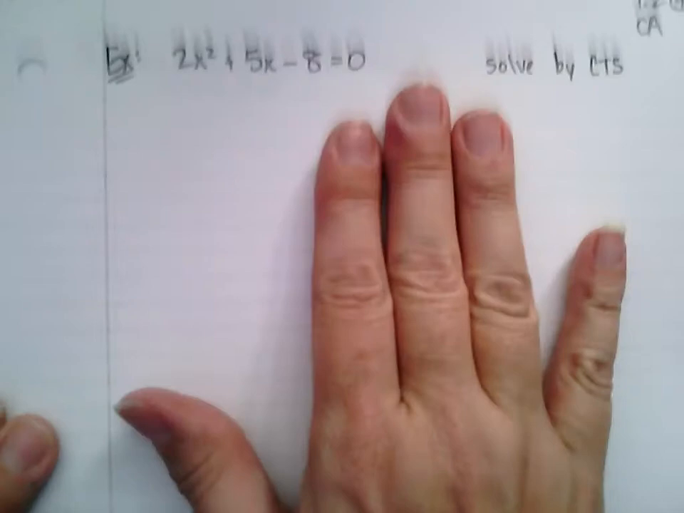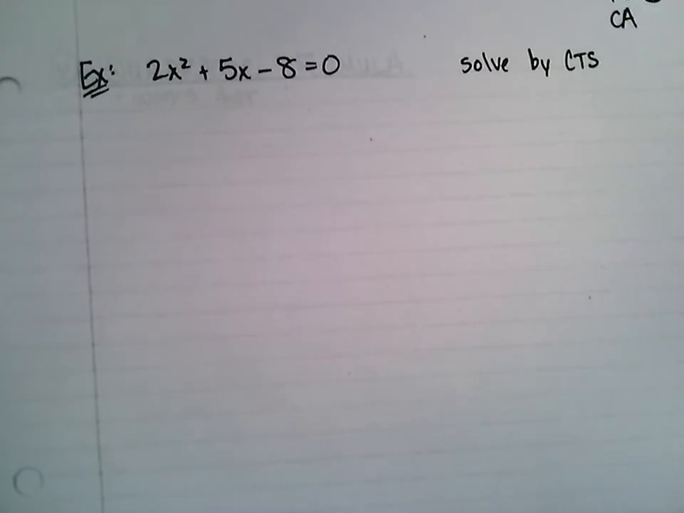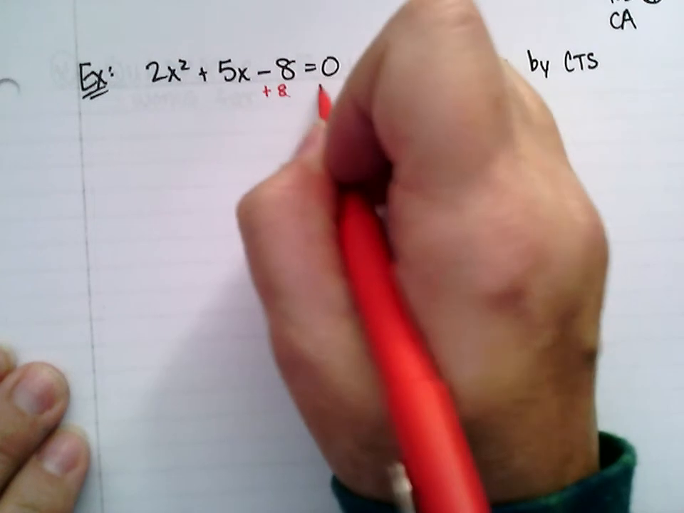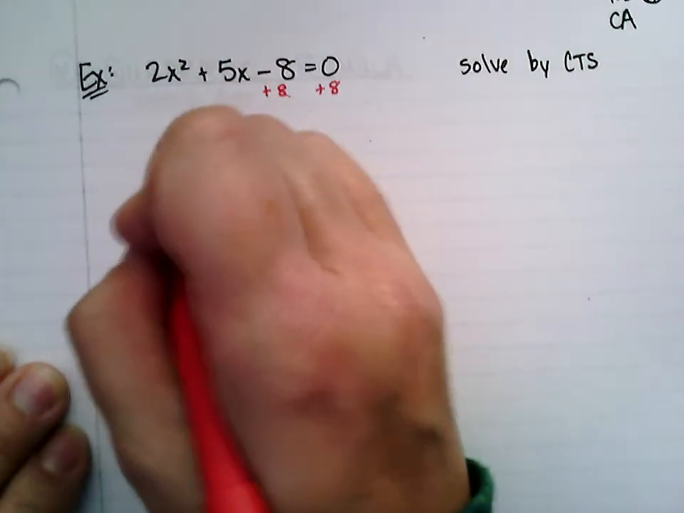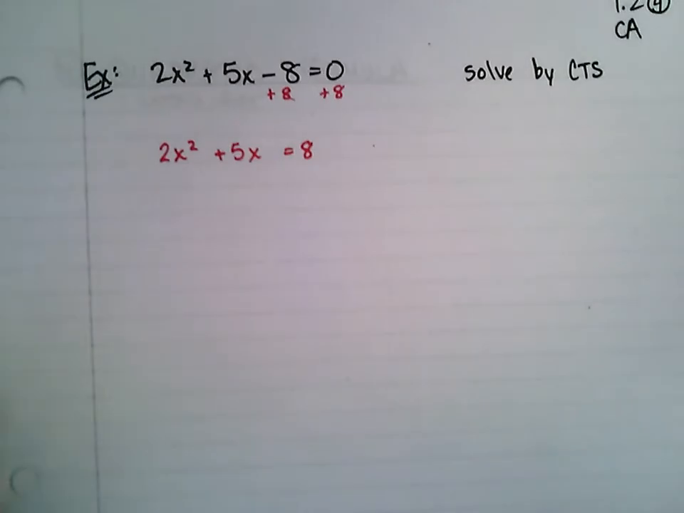Okay, we're going to run those same steps on this problem. CTS is completing the square. So you'll notice that this one is going to have that second step that the other one really didn't because its coefficient is 2. So here we go. First step, get variables on one side, constant on the other. So step 1, move this guy over to there. 2x squared plus 5x equals 8.